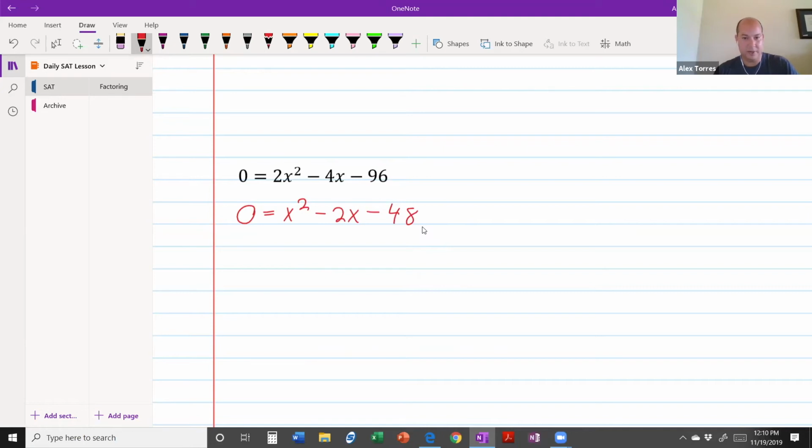And now we're in that same BC situation, looking for two numbers that add to -2 and multiply to -48. So it would be x minus 8 and x plus 6. If you set each of those equal to 0 and solve, you'll get x equals 8 and x equals -6. Sound good? Very good. Alrighty.